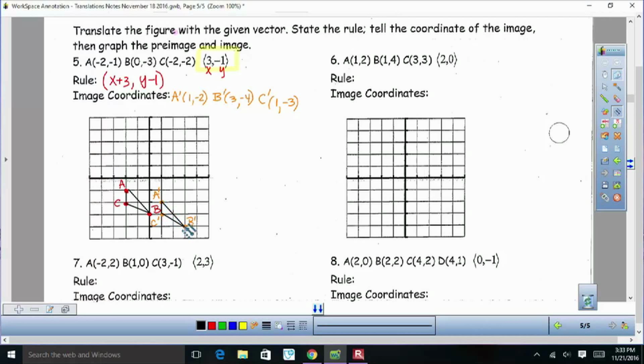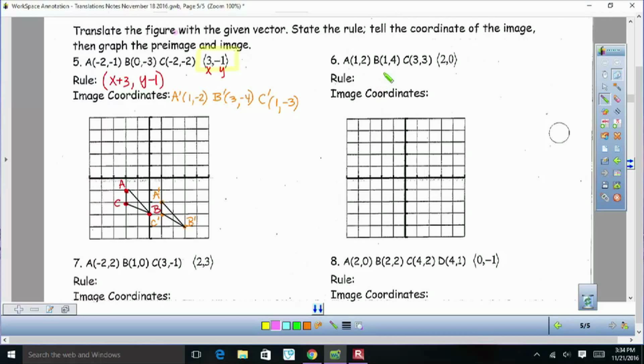And as you can see, A and C, and A prime and C prime are exactly the same distance apart. So is A and B. It just kind of moved to the right and down, which makes sense because +3 in the x direction is to the right, and a -1 in the y direction is down. All right, now let's try one more of those.